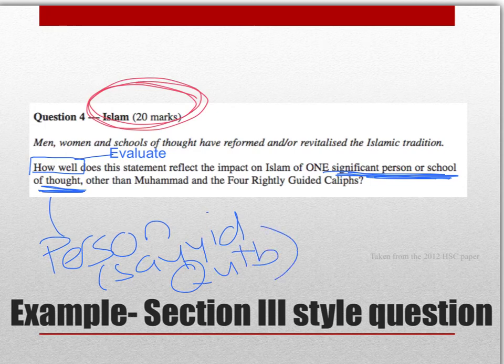Limitations are also highlighted in this question because it tells you that you're not allowed to talk about Muhammad or the four rightly guided caliphs. Those two were content areas within the prelim, but they're reinforcing that you're not allowed to talk about those. You have to talk about the significant person that you studied.